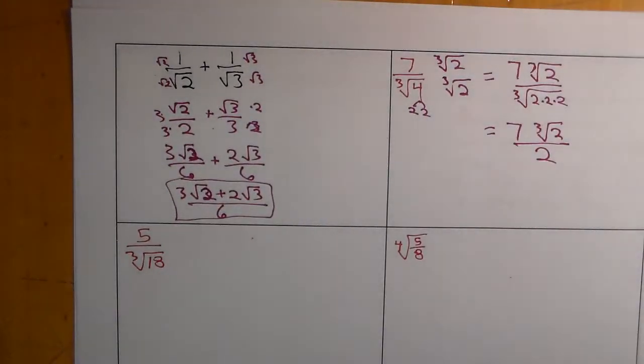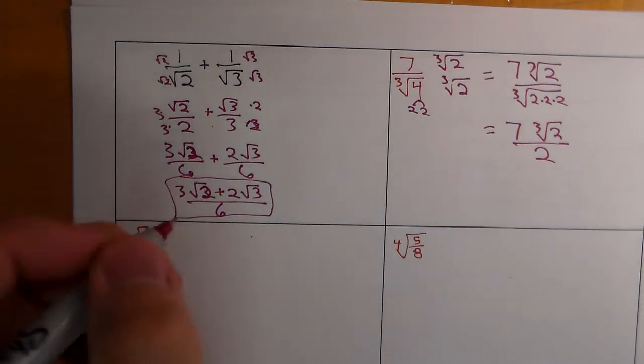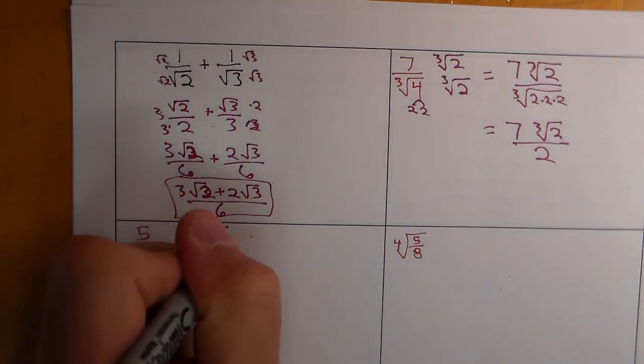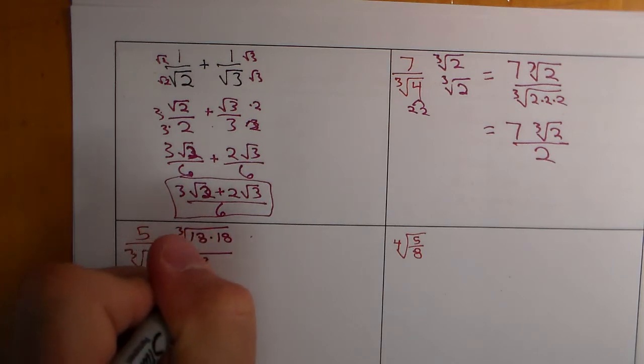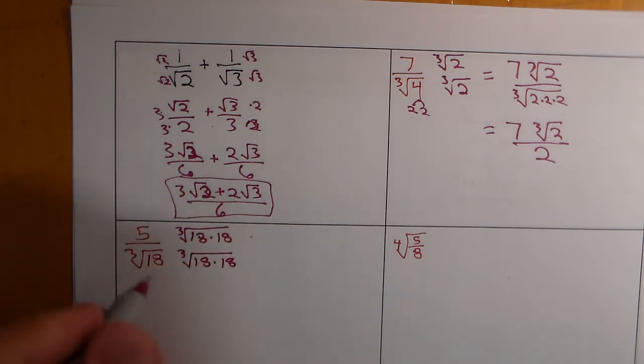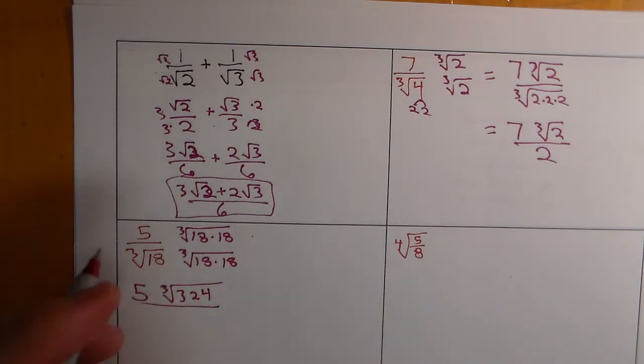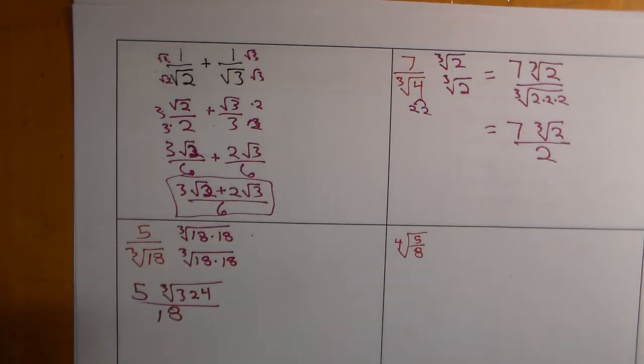All right, well, now we have 5 cube root 18. 18 is not a perfect square. 18 doesn't have the same sets because 18 is 3, 3, and 2. So this one, let's say, all right, 18 times 18. Multiply the top and the bottom there. So now I have 5 cube root of 324, which is 18 squared. And then the bottom is 18, so at least served that purpose.